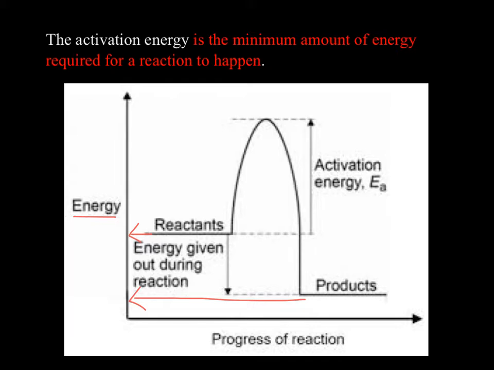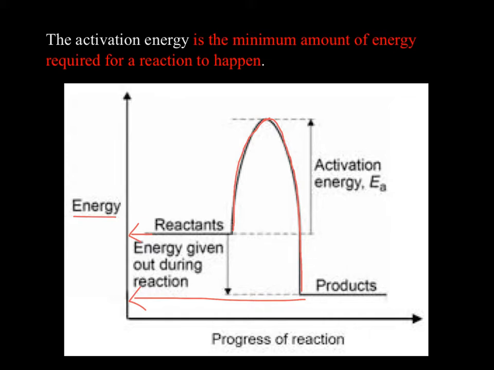So if the reactants start with a certain amount of energy, energy needs to be taken in during the collision for all the bonds in the reactants to be broken. Then the atoms from the reactants rearrange themselves and form new bonds, and when they form new bonds, energy is given out until they form the products. Now we're interested in the amount of energy that's taken in to break these bonds, and if you look, you can see that the activation energy is labelled there.